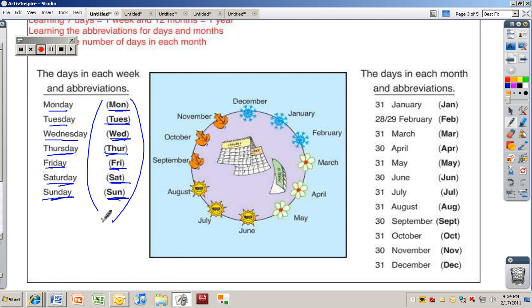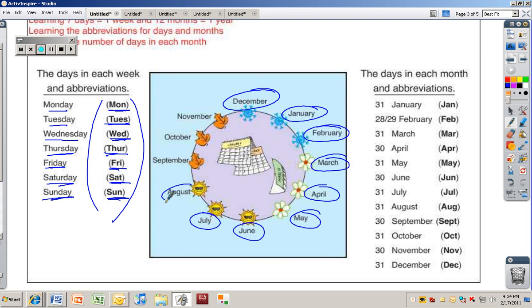And then right here, it shows you all the months of the year, starting actually in January, February, March, April, May, June, July, August, September, October, November. And the picture here shows you the seasons as it goes around.